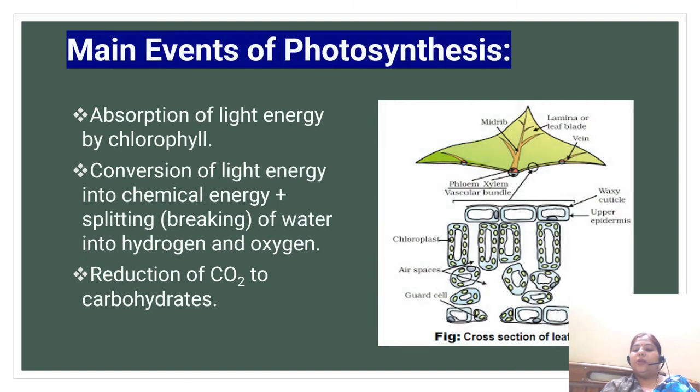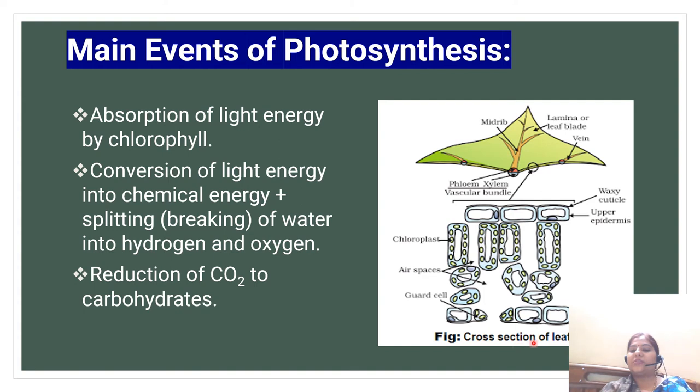This thing you already know, whatever I have told till now, because in junior classes you have read these things. But the new concept which is added in class 10th is what the main events of photosynthesis are. Before going into detail of these main events, let's understand this diagram of the leaf.